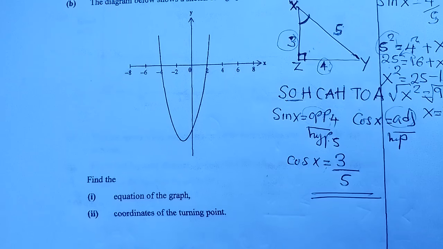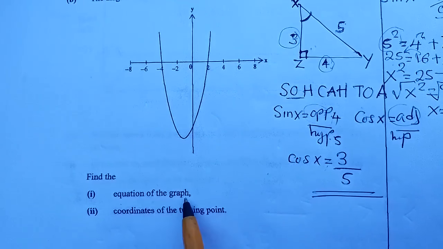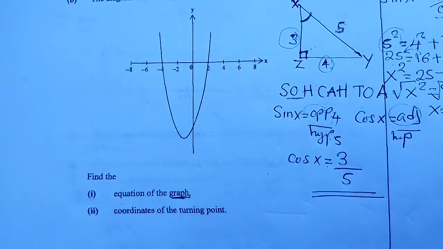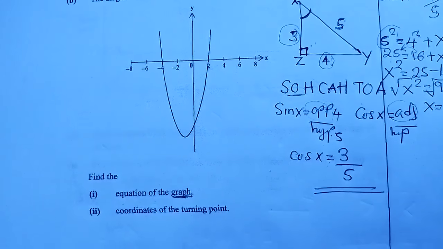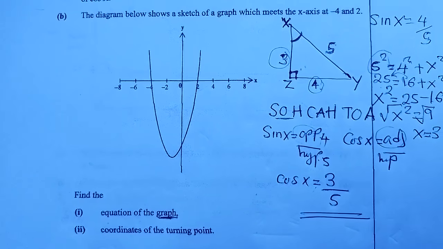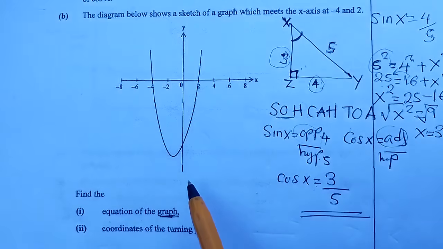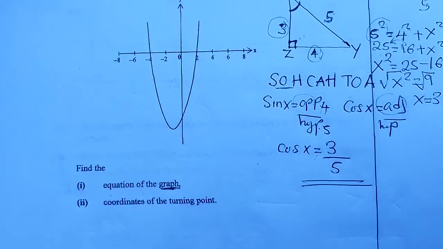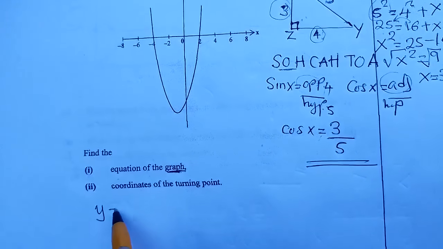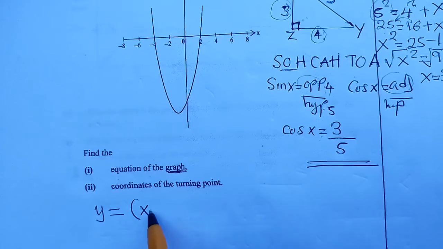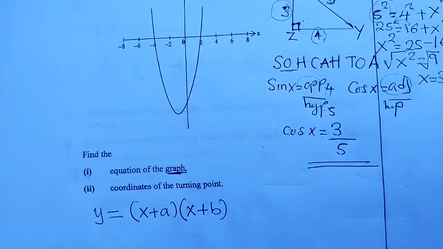How is this question? Find the equation of the graph. I find the equation of the what? Of the graph. The equation, just saying find the equation of the graph. So how can I find the equation of the graph? I gave you this formula. This is the formula that you need to get. It is y is equal to a(x plus something)(x plus something), or y equals a(x minus p)(x minus q). This is how we get to do.